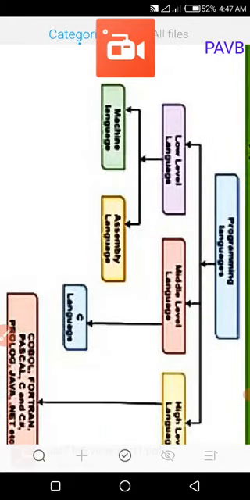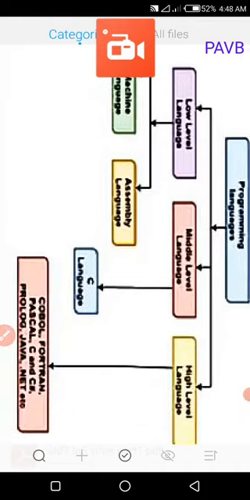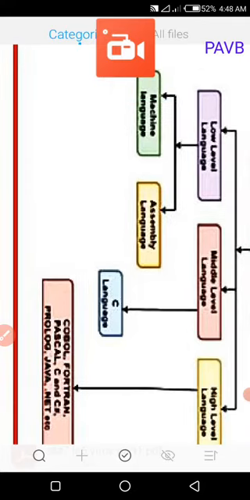Once again, the computer programming language can be divided into three types: low level language, middle level language and high level language. Low level language is further divided into two types: machine language and assembly language. Machine language is easily understood by the computer and is written in zeros and ones. Assembly language is written in mnemonics code. Mnemonics code will be discussed later.